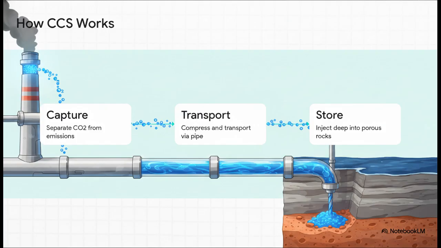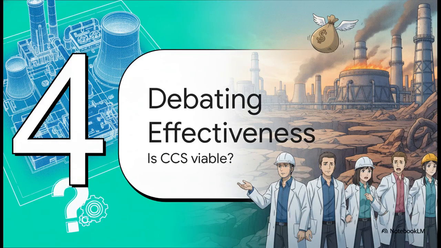Step 1 is capture. This means separating the CO2 from the rest of the power station's emissions right at the smokestack. Step 2 is transport. The captured gas is heavily compressed into a liquid-like state and moved via specialized pipelines. And finally, step 3 is geosequestration. That compressed carbon is forcefully injected deep underground or even below the ocean floor into porous rocks for permanent, secure storage.